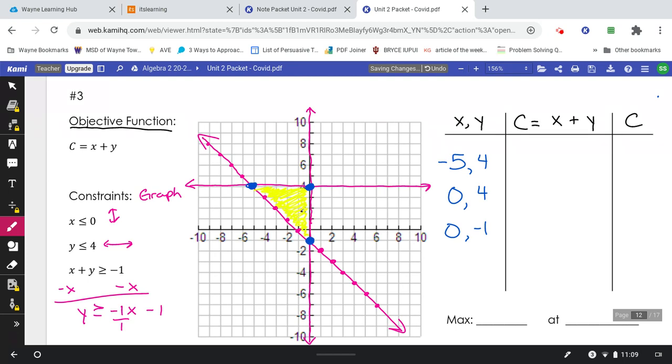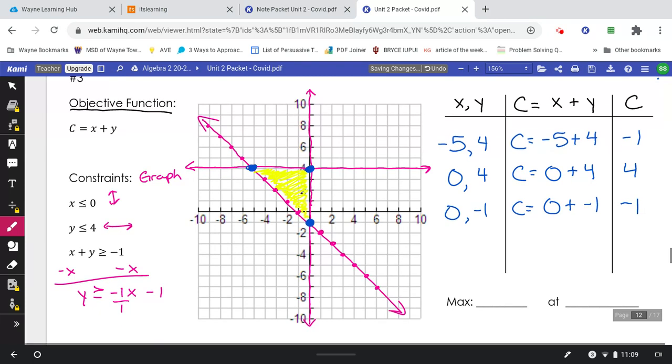All right, so those should be your 3 points. And then our objective function in the middle. This one looks pretty easy to plug in. You just take the x plus the y. x plus y, and x plus y. -1, 4, and -1. So we actually have two answers that are the same. That's okay.